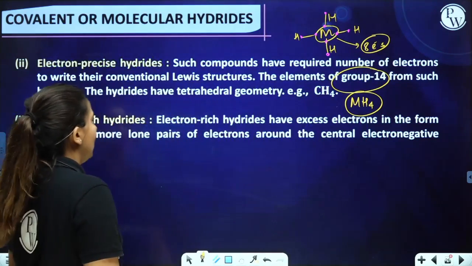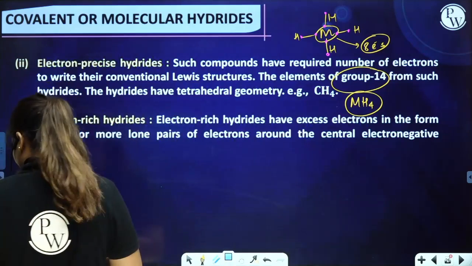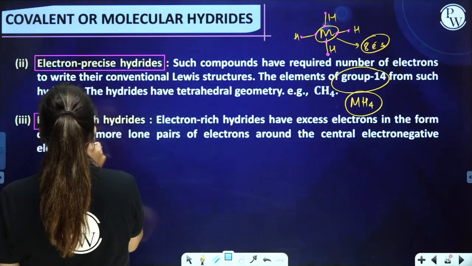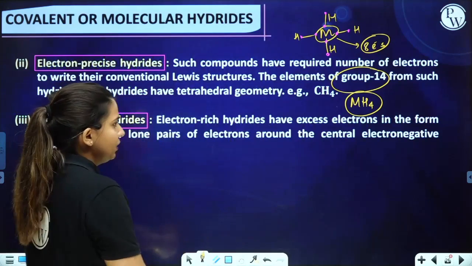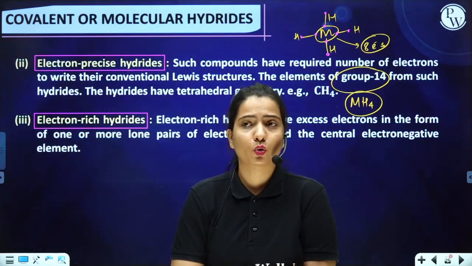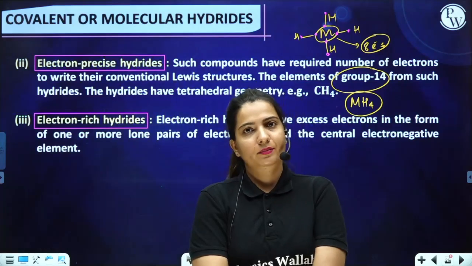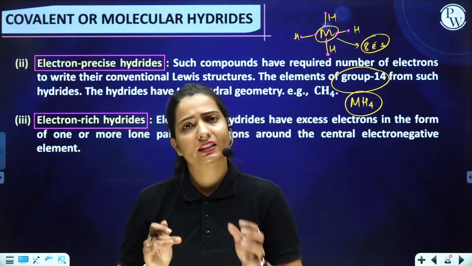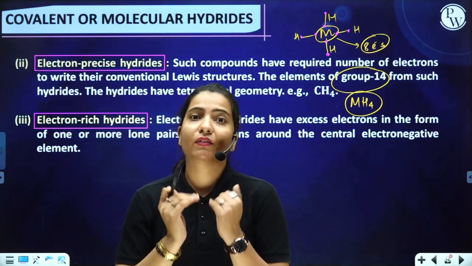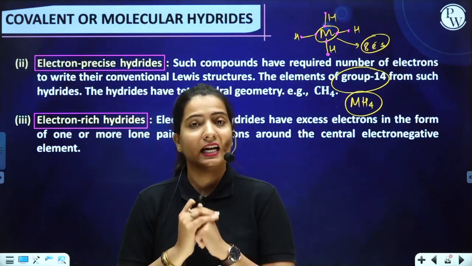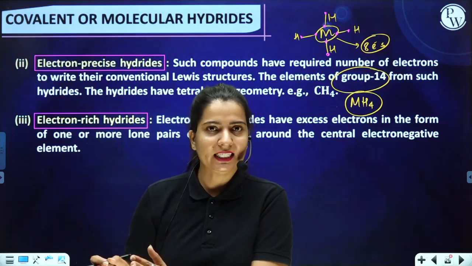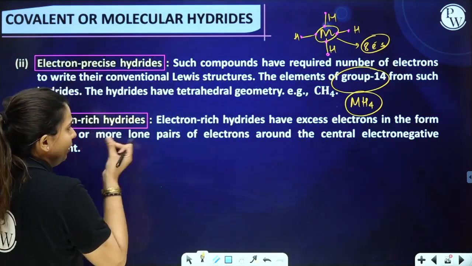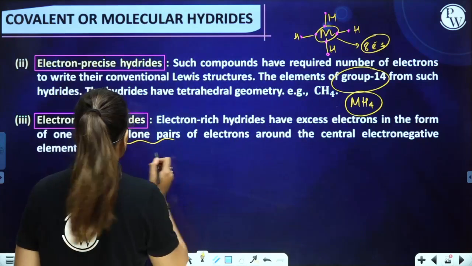Okay. Now we have the electron rich hydrides. Electron rich hydrides are the hydrides in which you will have sufficient 8 electrons, but you will also have a lone pair, a negative charge that can be donated to some other species which is electron deficient, right? You can have a lone pair of electrons around the electronegative atom.